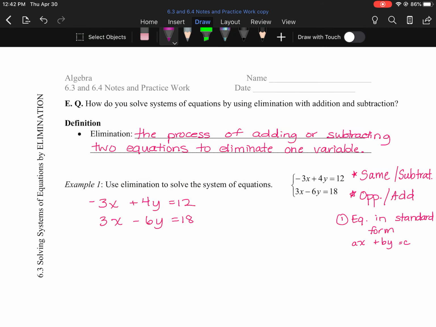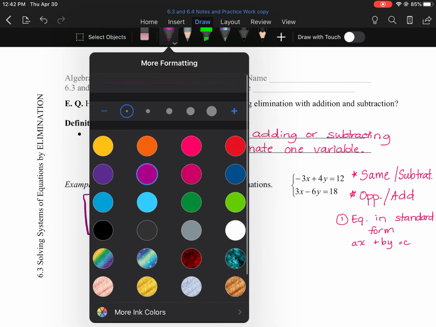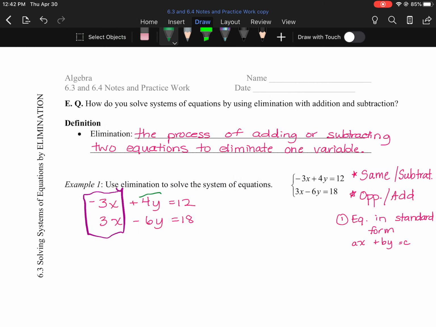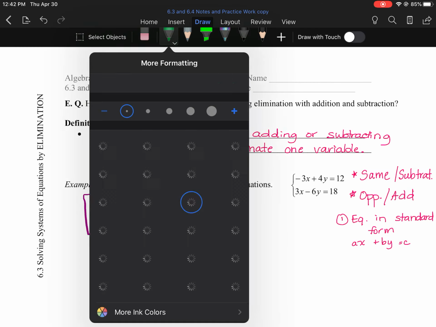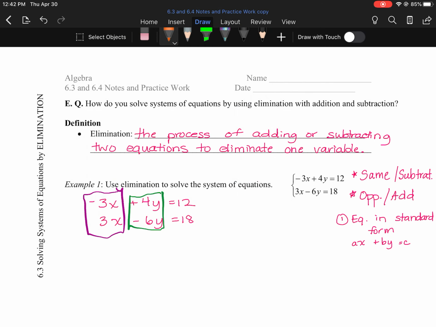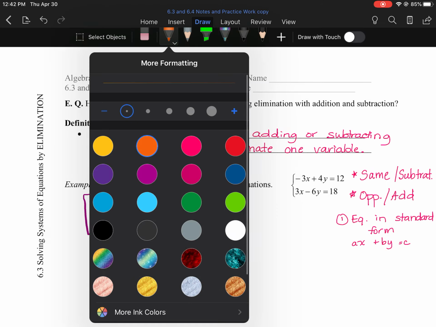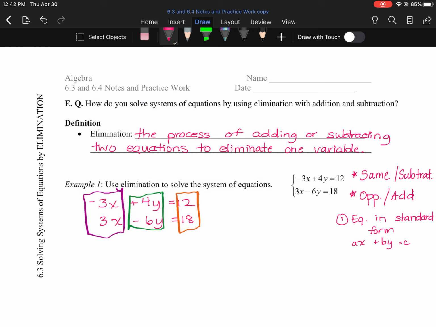So notice how our x's are in the same column. Then notice how our y's are in the same column. And then finally, we have our constant terms both on the right side. So that's very important. X's have to be aligned, y's have to be aligned, and constant terms have to be aligned.